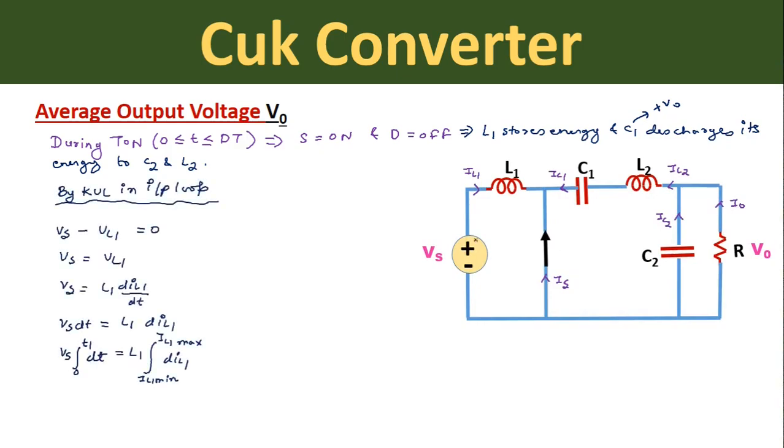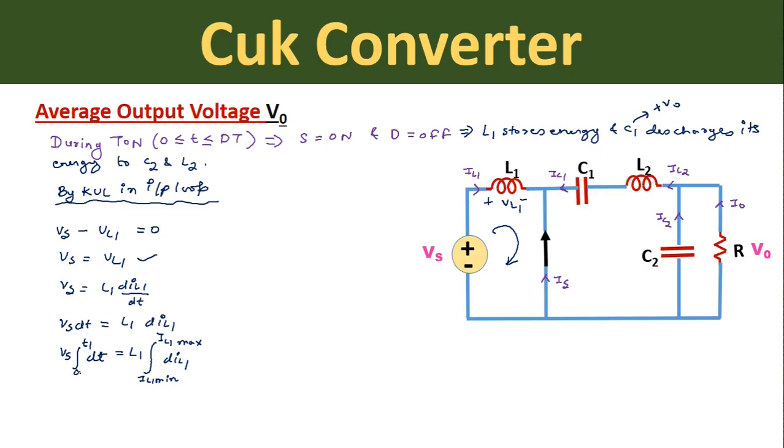Now if we apply KVL in the input loop, let the voltage across the inductor 1 be VL1. So when we apply KVL here, we will get Vs minus VL1 is equal to 0. From this equation we will get Vs is equal to VL1. Now we know the formula of VL1. VL1 will be equal to L1 into dIL1 by dt, where IL1 is the current through this inductor L1. Now from this equation we will get Vs into dt is equal to L1 into dIL1. Now because we are taking the on period of the switch, we are taking the on period is equal to T1. So we'll integrate this from 0 to T1.